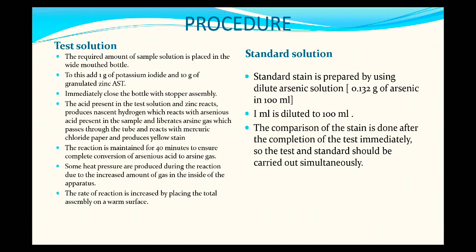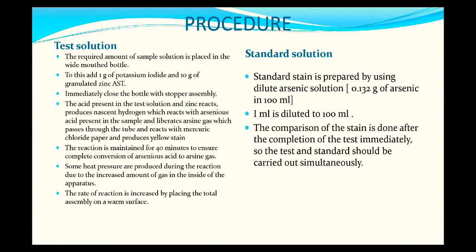Now we'll see the procedure to carry out the test. First we'll see the procedure for the test solution and next for the standard. First, the required amount of sample solution is placed in a wide mouth bottle. To this add 1 gram of potassium iodide and 10 grams of standard granulated zinc. Immediately close the bottle with the stopper assembly. Then the acid present in the test solution and zinc react and produce nascent hydrogen, which reacts with arsenious acid present in the sample and liberates arsine gas, which passes through the tube and reacts with mercuric chloride paper and produces a yellow stain, as we have seen in the principle.